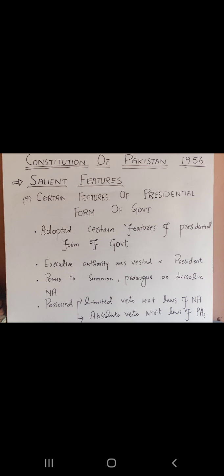The president had the power to summon, prorogue or dissolve the National Assembly, and he had the authority of veto. He possessed limited veto with respect to laws passed by the National Assembly. On the other hand, he possessed absolute veto with respect to laws passed by provincial assemblies.